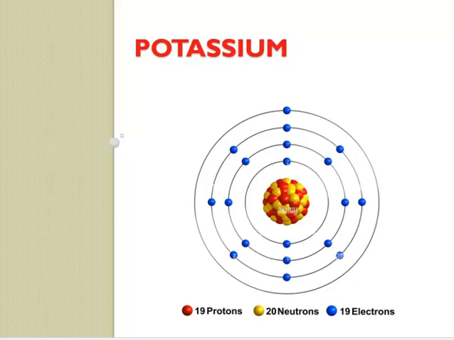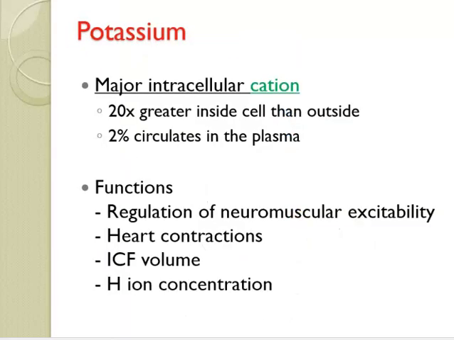The next electrolyte we're going to discuss is potassium. Potassium has an opposite relationship with sodium, and it has a role that is still involved in muscle contraction and nerve impulses. It's the major intracellular cation, so it's found in high concentrations inside the cells. So this explains its inverse relationship with sodium. It's 20 times greater inside the cells than outside, and 2% circulates in plasma. Potassium also plays a role in fluid balance and the sodium-potassium pump, sodium being outside, potassium being inside.